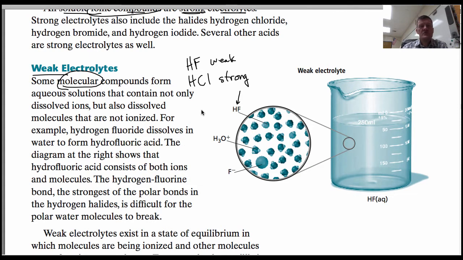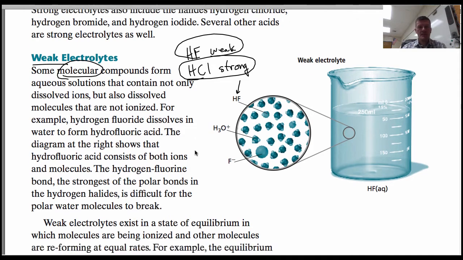We'll also use the same kind of measure for when we talk about acids and bases. A strong acid dissociates completely. A weak acid only dissociates partially. Okay, so that's all we're looking at.